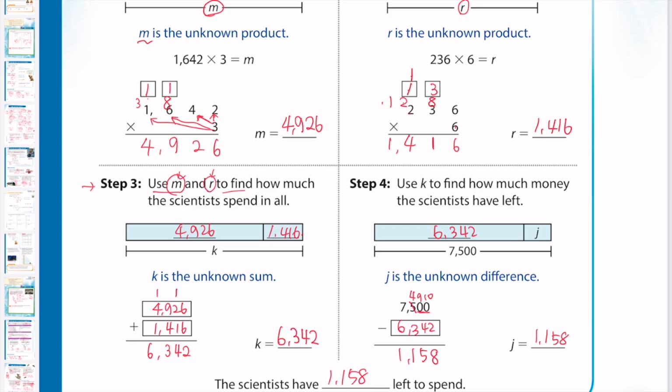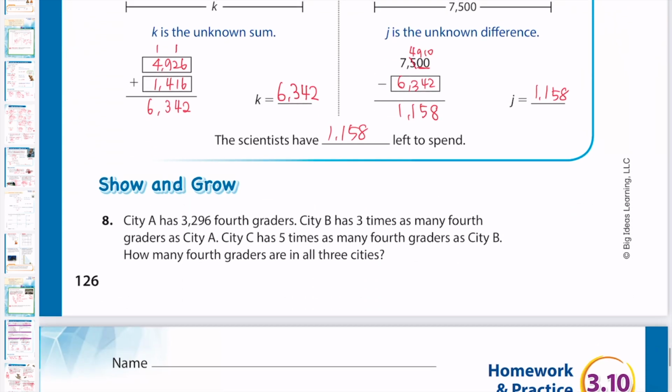All right. Now let's go ahead. This is gonna be the last question for today. Okay. City A has 3,296 fourth graders, and City B has 3 times as many fourth graders as City A. City C has what? 5 times as many fourth graders as City B. Wow, okay. How many fourth graders are in all 3 cities?